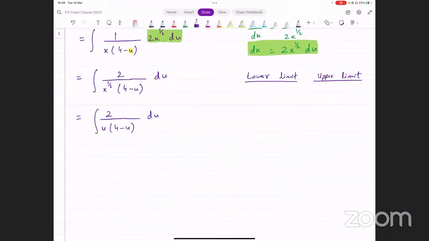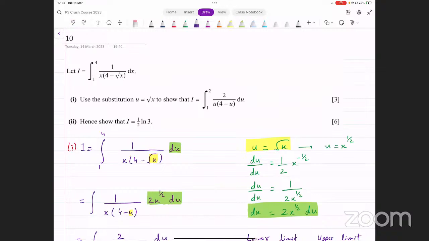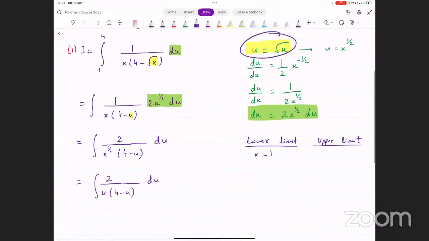What is your original lower limit? The original lower limit is x equal to 1. That's the lower limit. All right. You convert it to something in terms of u. u is square root of x. That's the equation that connects u and x. What is going to be the corresponding value for u here? u equals square root of 1, which is just u equal to 1. This is your lower limit.